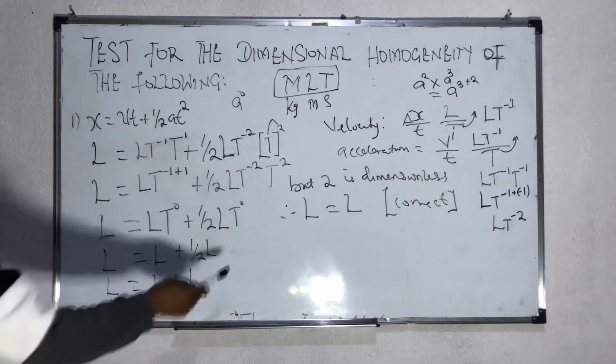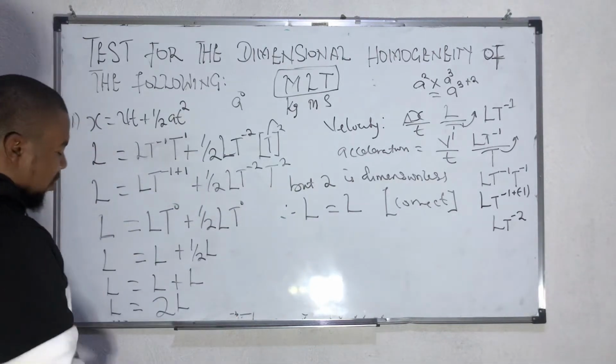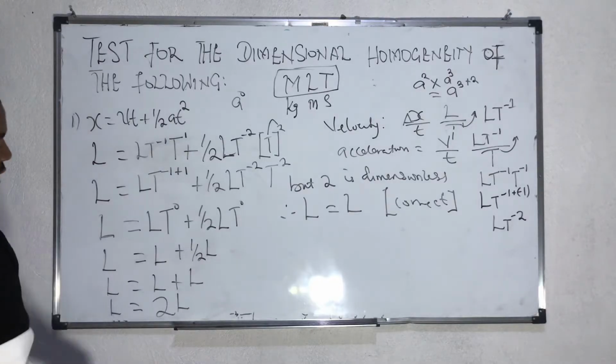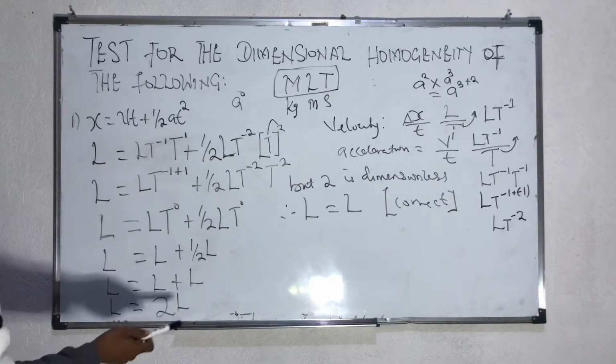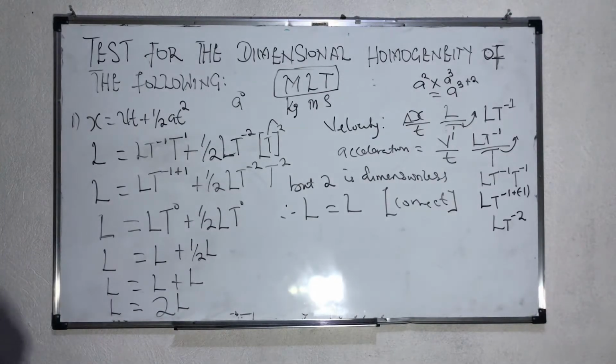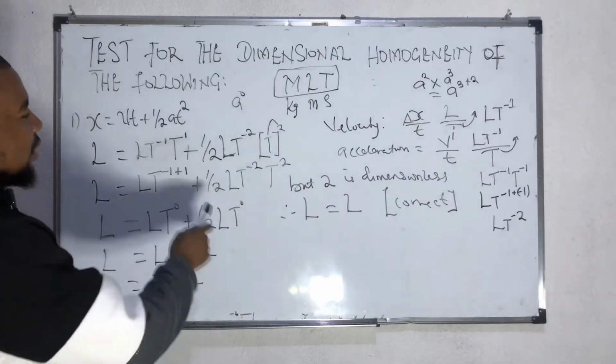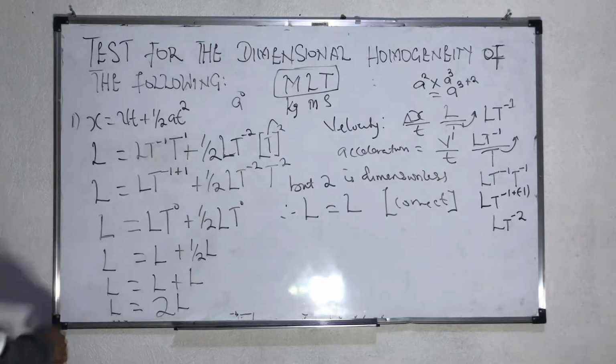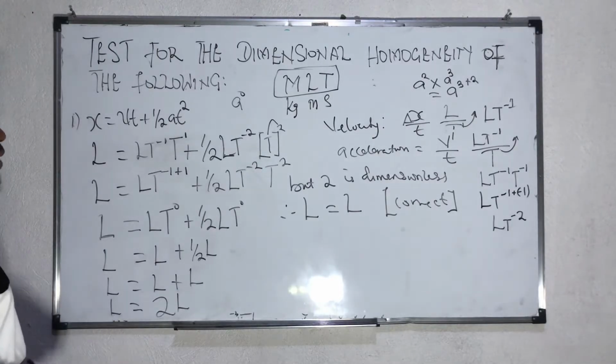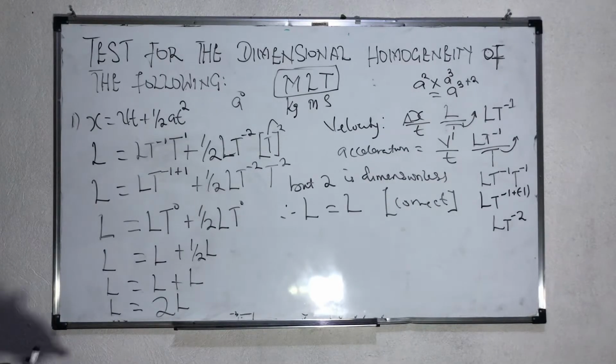And finally, L equals L, because we have an L here and an L here. Having thrown the 2 away due to its dimensionless nature, we're now left with L equals L. And that means that this physical relation or equation is dimensionally correct. Hence, the principle of homogeneity holds true for it.